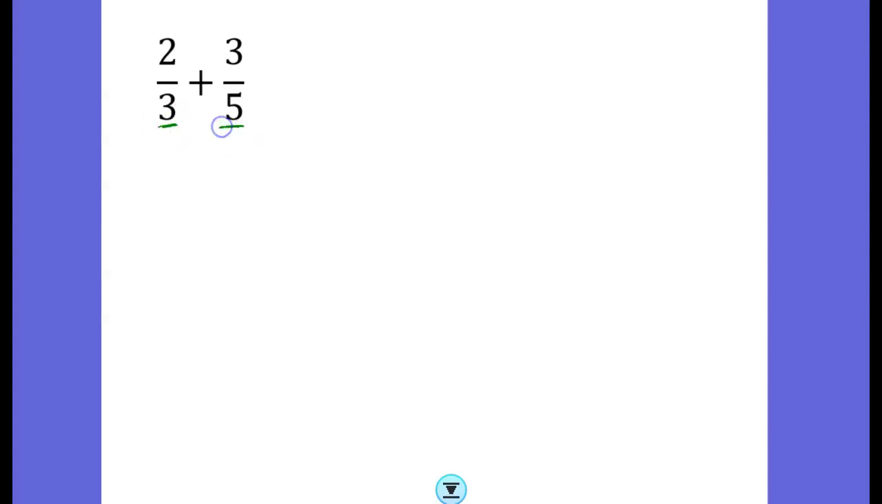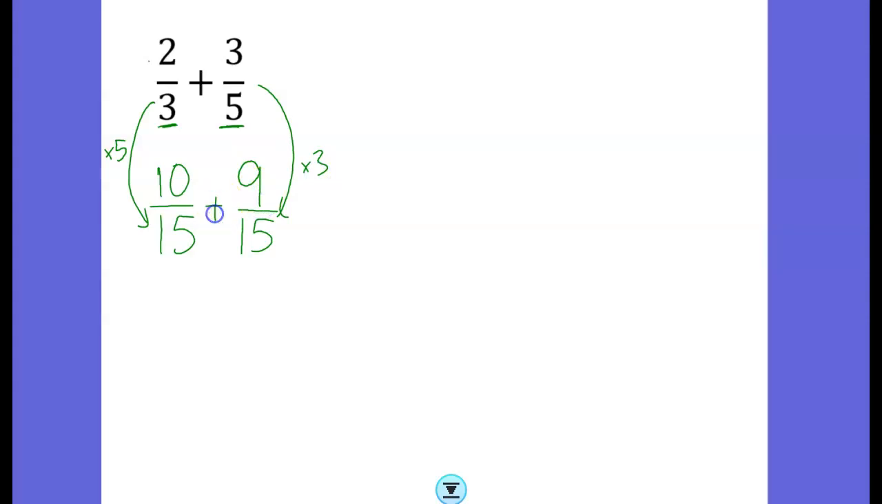Okay, we've got that 3 and 5 again, and if we remember, 15 is a common multiple of 3 and 5. This one I've times by 5, so I'll do the same to the top. 2 times 5 is 10. This one I've times by 3. 3 times 3 is 9. Add those together, and I get 19 over 15. And 15's into 19 is 1, remainder 4. So if I wanted that as a mixed number, the answer is 1 and 4 over 15.